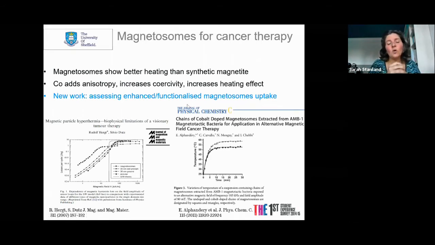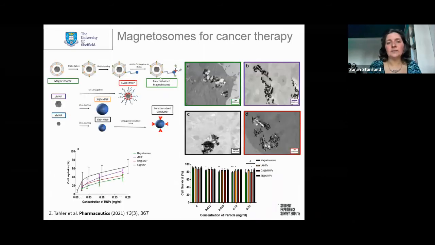So we've also looked at how we can then enhance these magnetosomes. So we can enhance the magnetic properties of the core, but can we functionalize their surface to do things like I said in that first slide, like attach drugs and the like. So this is a paper that's just recently come out from Zainab and another one of my PhD students who just submitted their thesis last month, Chris Legg.